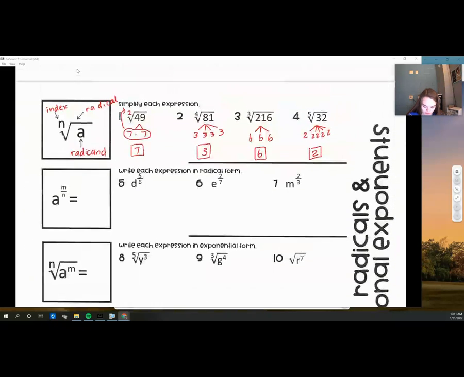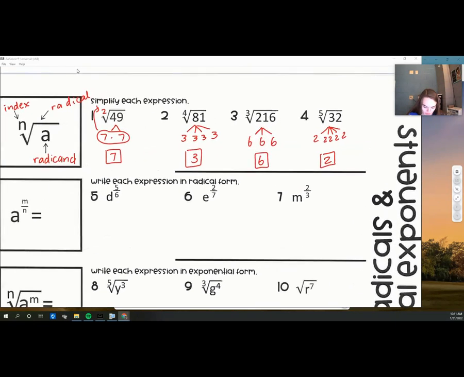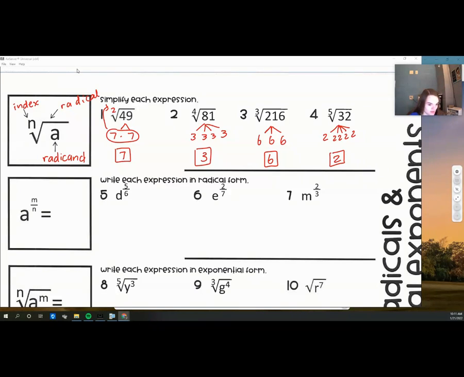All right, that is just radicals. Let's talk about what radical form means. If you have an exponent, a to the m divided by n, that means we can write this with a root. See how we had n as the index right here? We will put the denominator as the index. We will put the radicand inside, and we will put it to the exponent of m.